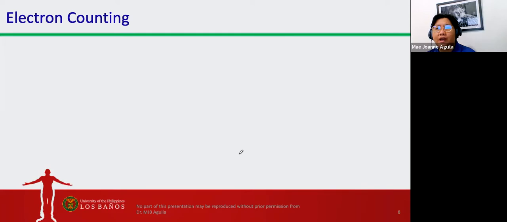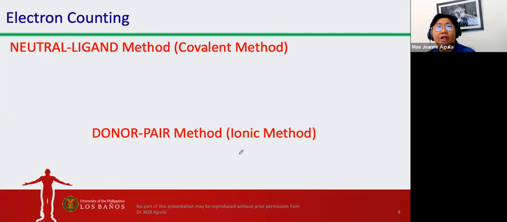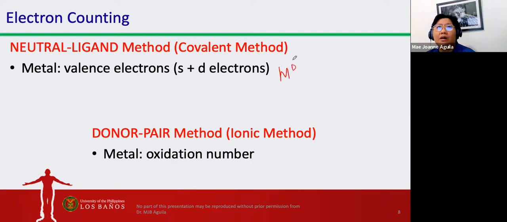There are 2 general methods of doing this. We have what is known as the covalent method or the neutral ligand method, and the donor pair method or the ionic method. For the neutral method, you're going to consider the metal electrons, including both the s and the d electrons, because that's the valence electrons for the metal in the neutral form. So this should be metal 0.